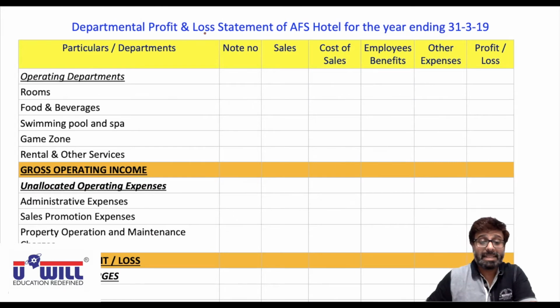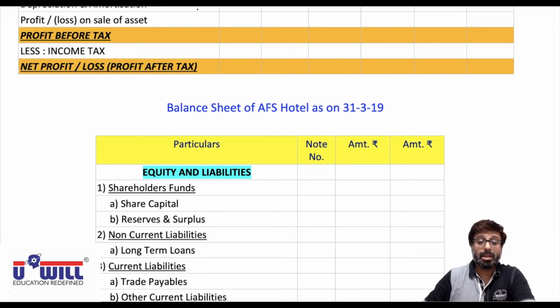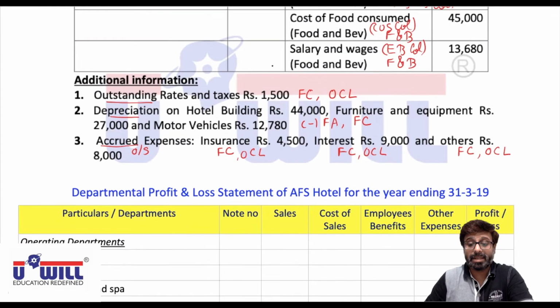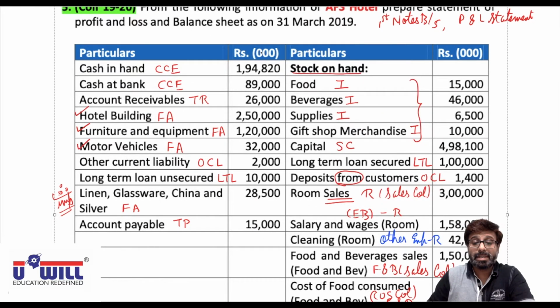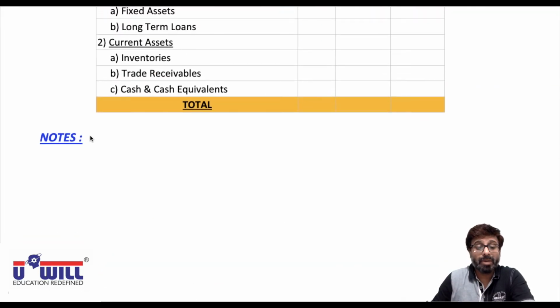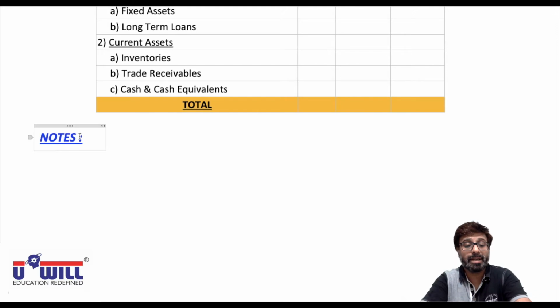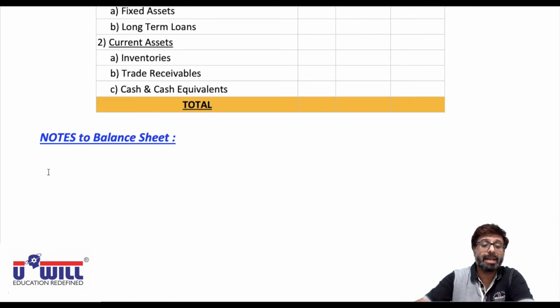I hope everyone is done with the format of P&L statement as well as balance sheet. Now we will make the notes, and here also you can see the figures are actual. They should not be in thousands. They are actual figures only. So first we will be making the notes to balance sheet. All of you give the heading notes to balance sheet. After completing the notes to balance sheet, then we will make notes to P&L statement.